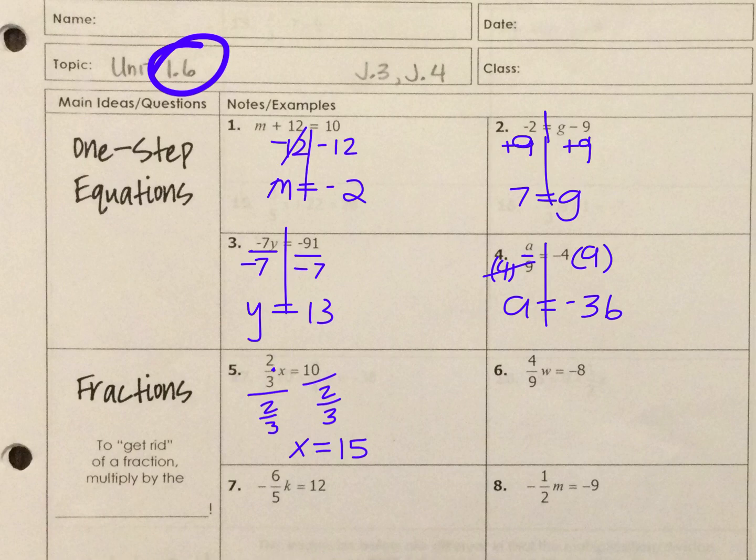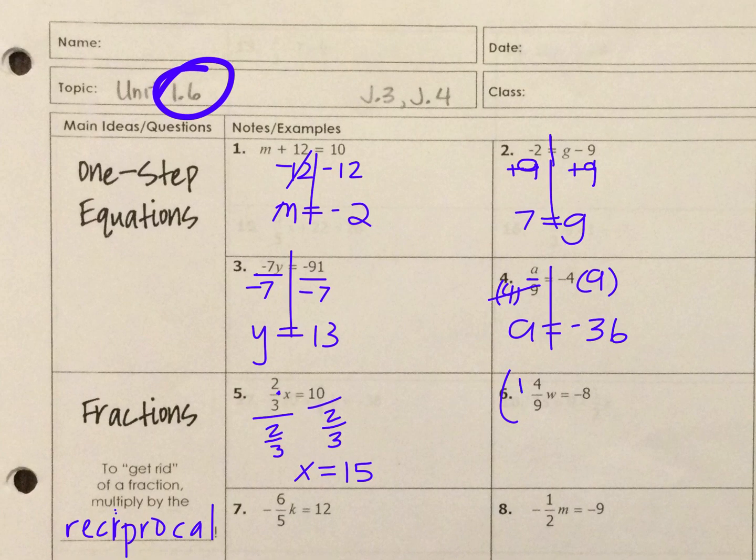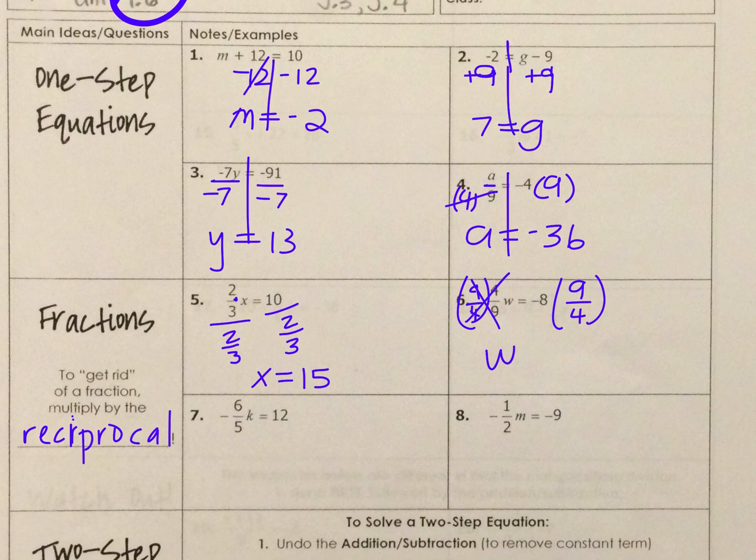If you don't like to divide, you can always multiply by the reciprocal. R-E-C-I-P-R-O-C-A-L, reciprocal. So the reciprocal of 4/9 is 9/4. So I'm going to multiply both sides by 9/4. That one marks out. I'm left with a W. W equals -18. So it doesn't matter which way you do it, you'll get the same answer for the problem.